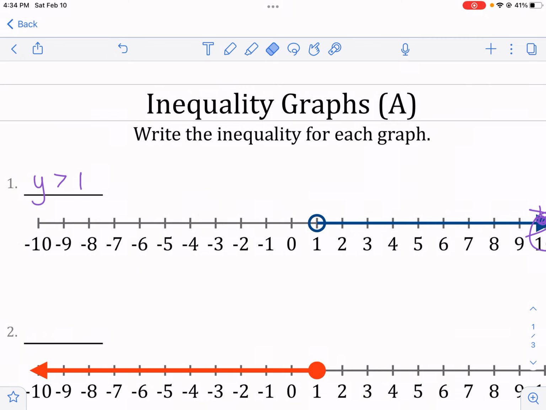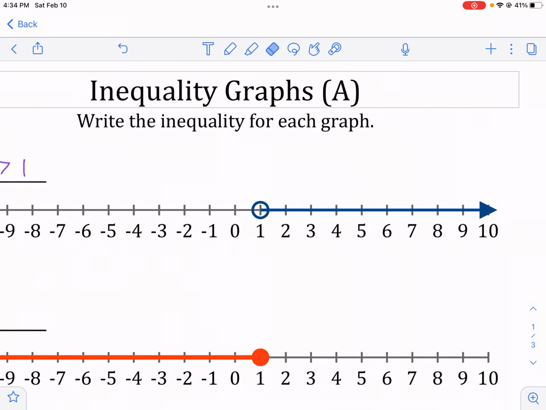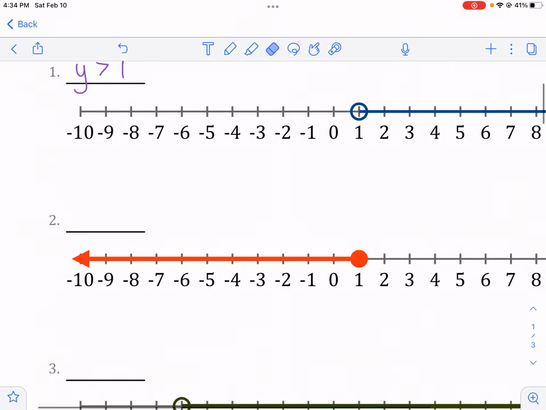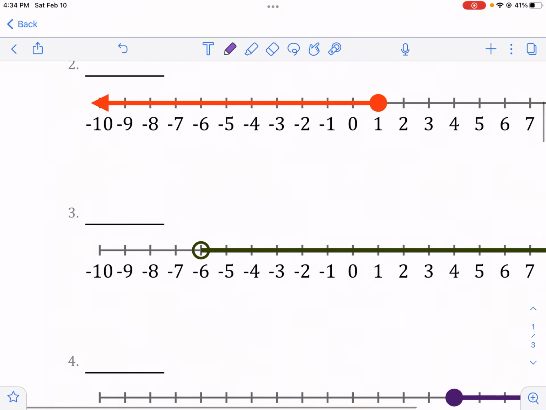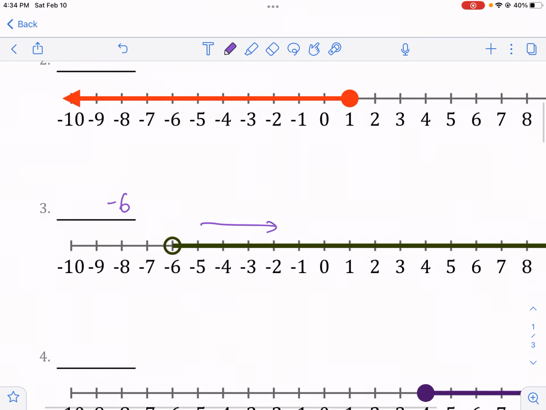So if we were to speed this process up, which I know you guys don't want to go through all of that for each one of these questions, let's go ahead and show you. I'm going to jump down to number 3. Number 3, we have another open circle, and it's at -6. So I'm going to write -6 on the right. And notice how we're going to the right. We're going greater than. So that means my variable, let's call it m this time, it doesn't matter what letter, is going to be greater than -6, and I'm done. That's all there is to it.